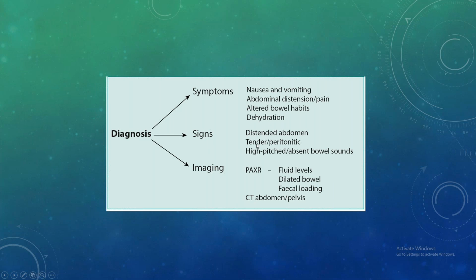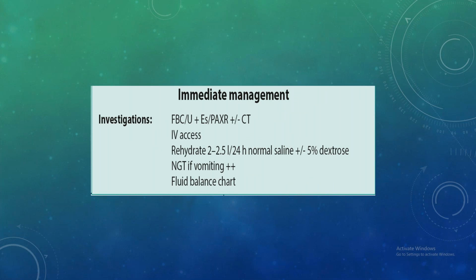Also, signs are distended abdomen, tenderness or peritonitis, and high-pitched or absent bowel sounds. On imaging, plain abdominal X-ray, you will find fluid levels, dilated bowel, and fecal loading. CT abdomen pelvis you can also do to see the disease site. So for immediate management, the investigations you will do are full blood count, urine, per abdominal examination, plus or minus CT.